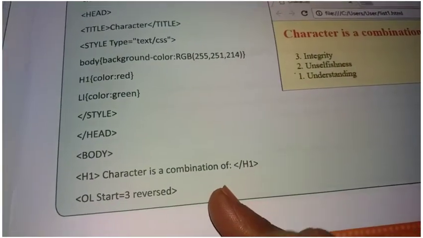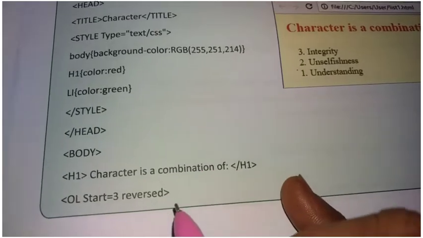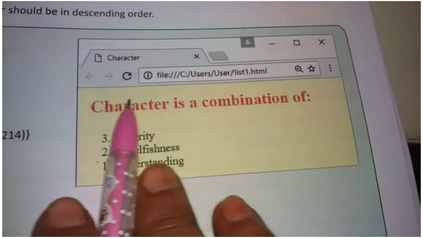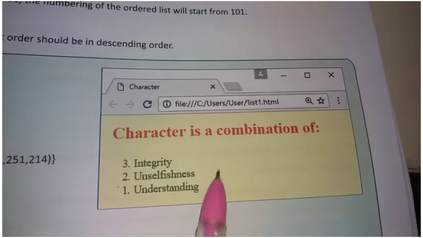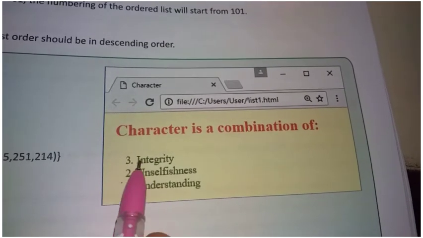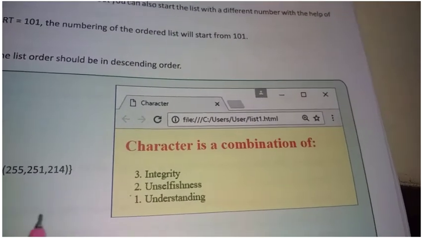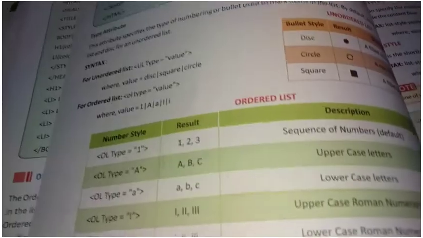This is the output for this program. At last, after the list of items, close OL, close body, close HTML. This is the program. Now let's see this output here. It is an H1 tag, and here these are the list of items. The number starts with 3, and it is showing in descending order. This is a list of items with the reversed attribute.